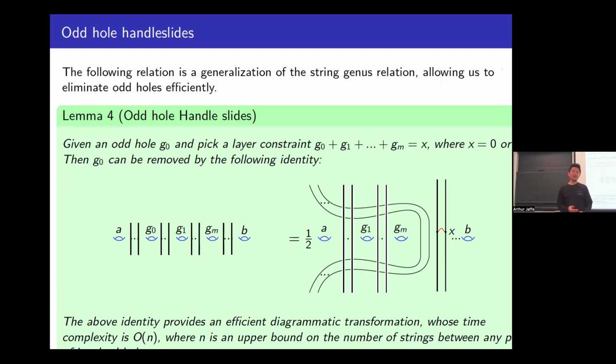So in this way, we can also cancel the hole, but not at the beginning. We cancel the hole at the end. We move everything first, and then we cancel the hole. So once we have a constraint, then we can cancel one hole. So it's a generalization of the string genus relation. It's one odd constraint, and we can cancel one hole.